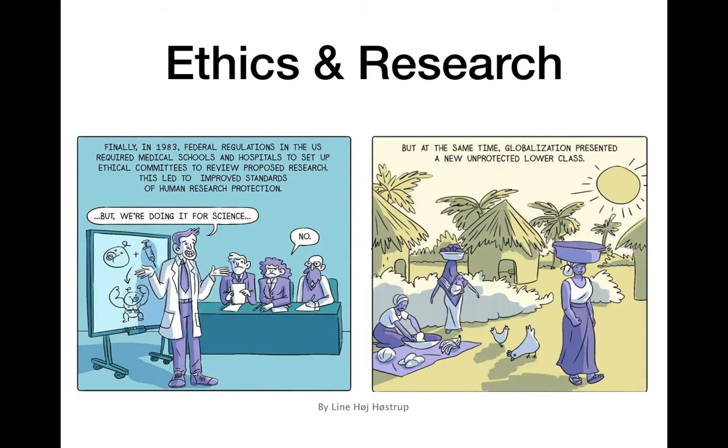And then finally, in 1983, the US kind of got its act together, and medical schools and hospitals had these federal, national level regulations set up with ethical committees for any sort of research. And they had to have higher standards for human research starting in 1983 in the United States.